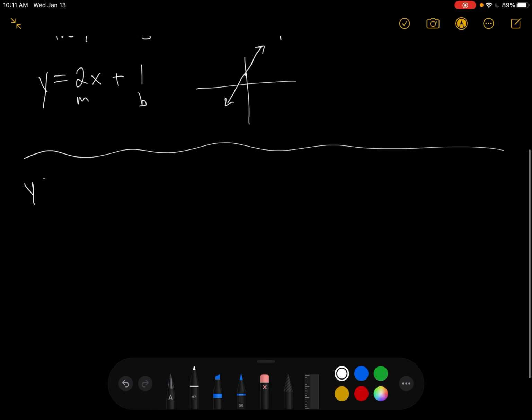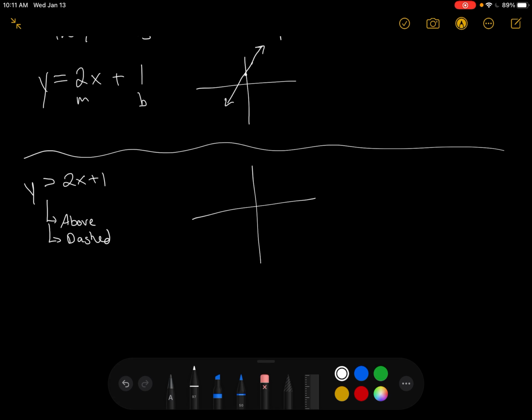So if we have y is greater than 2x plus 1, well, the greater than sign means that we're going to be shading above, and it's not or equal to, so that means it's going to be a dashed line. So same idea, start off at plus 1, we go up 2 and over 1. We're going to be, again, a dashed line here, shading above it, so I always draw those arrows that go up, and that's going to be our solution.